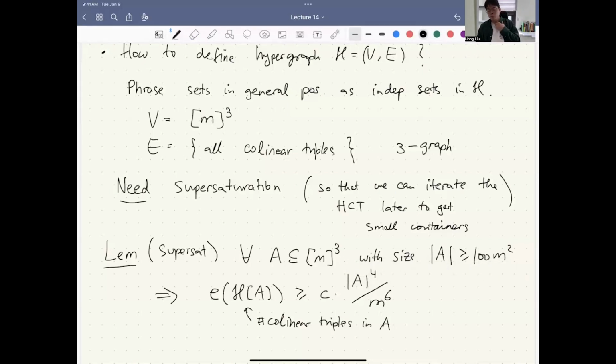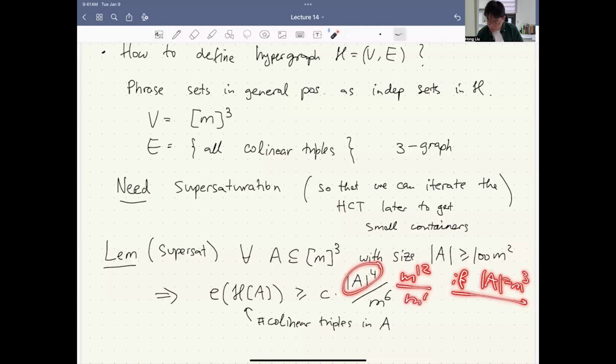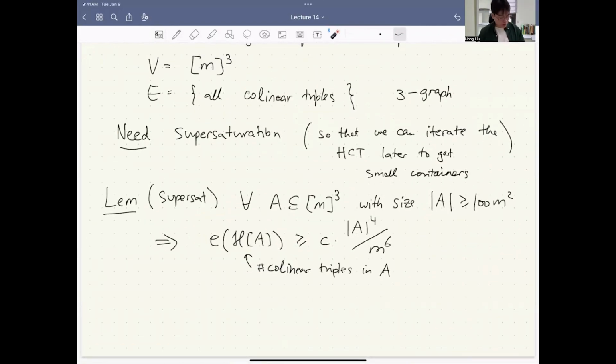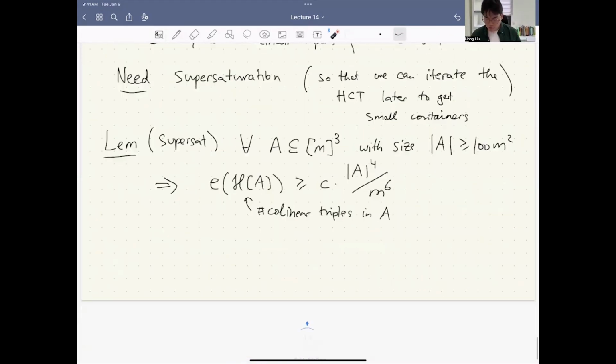If you let the ground set be of size m cube, and A be of size m cube, then |A|^4 is m to the 12. If A is everything, m^12 over m^6 is m^6, which is what we just proved above. We need it to be true all the way down to any set of size m squared; still, we have many collinear triples. This is the supersaturation. It is not very hard, but again, let's skip it for now and try to finish the rest of the proof.